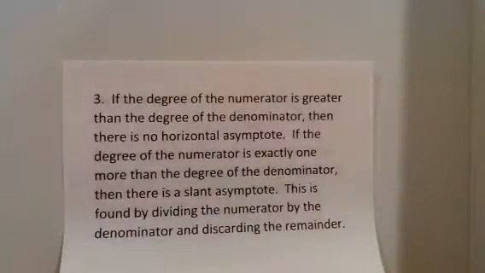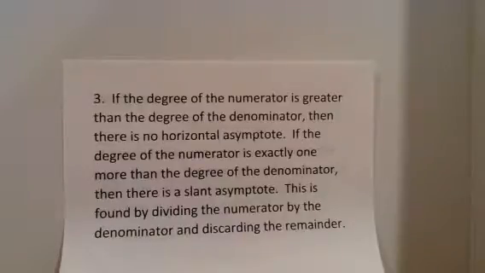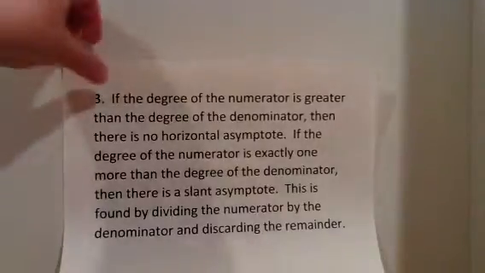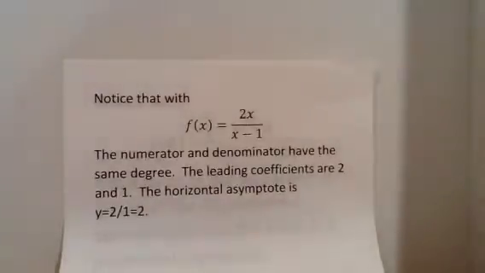If the degree of the numerator is greater than the degree of the denominator, then there is no horizontal asymptote. If the degree of the numerator is exactly 1 more than the degree of the denominator, then there is a slant asymptote. This is found by dividing the numerator by the denominator and discarding the remainder.